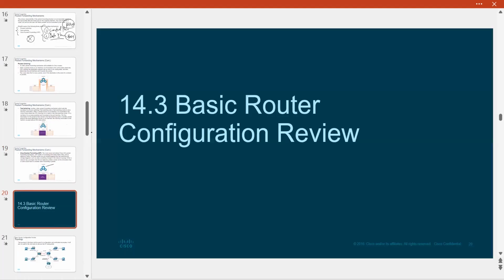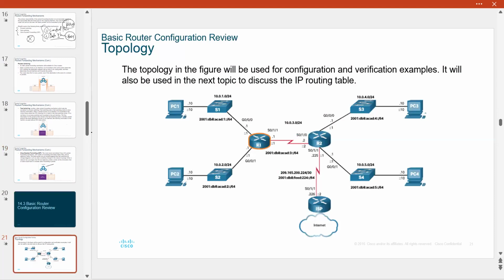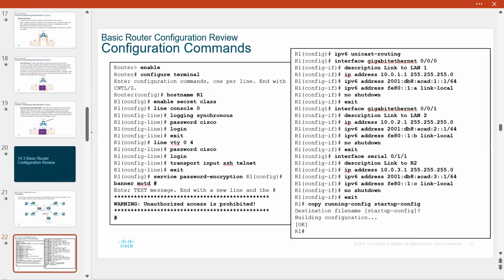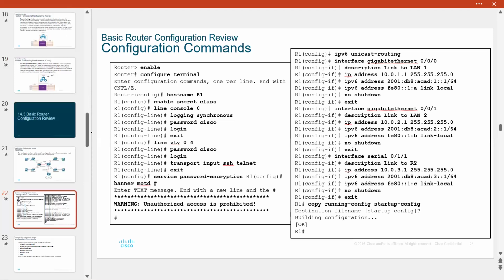Moving on, basic router configuration review. The topology in the figure will be used for configuration and verification examples. It will be used in the next topic to discuss the IP routing table. Okay, but on the IP routing table, we'll deal with this later. Right, here we have my commands. I think we've used them, basic router configuration review. Okay, this is a review. I think this is a review of my router configurations.